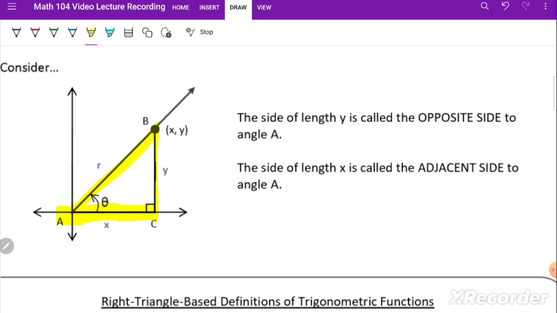The side of length y is called the opposite side to our angle A, which I also have labeled as theta. Right? So y is opposite because it's straight across. And then the side of length x is called the adjacent side to angle A because it's right next to it.